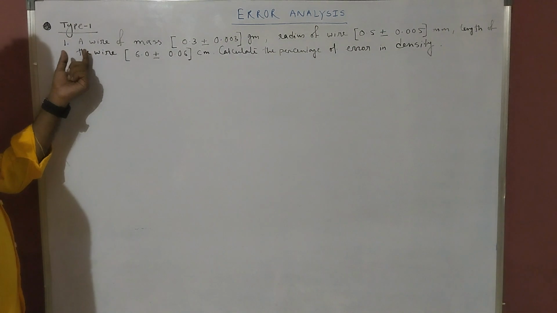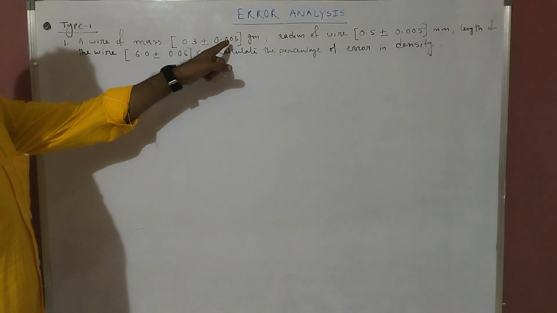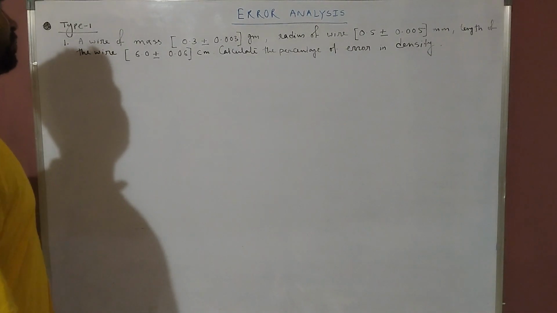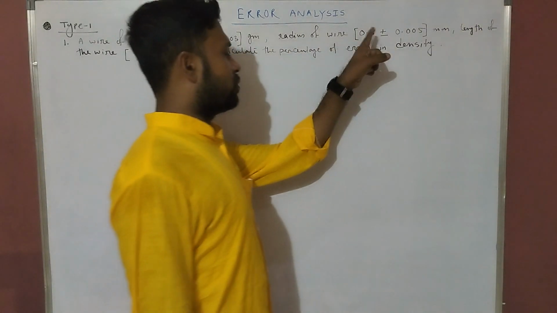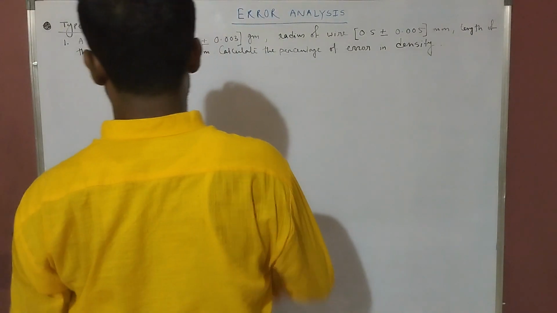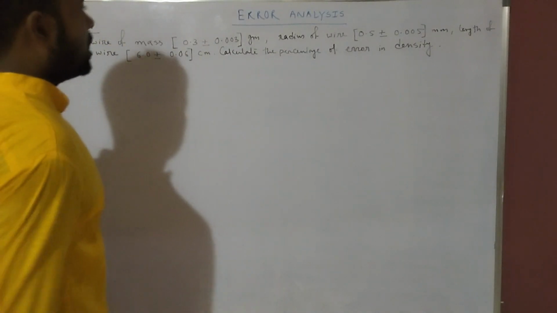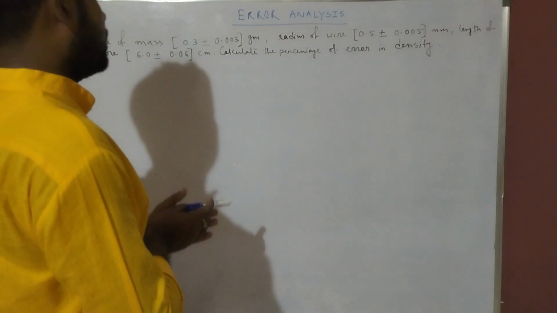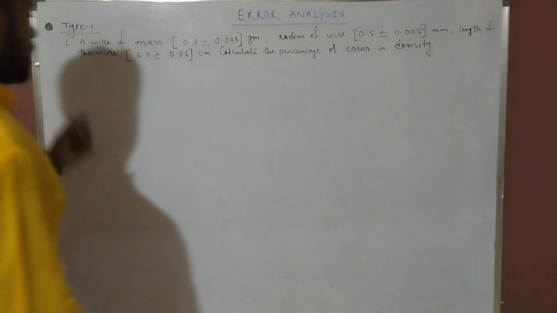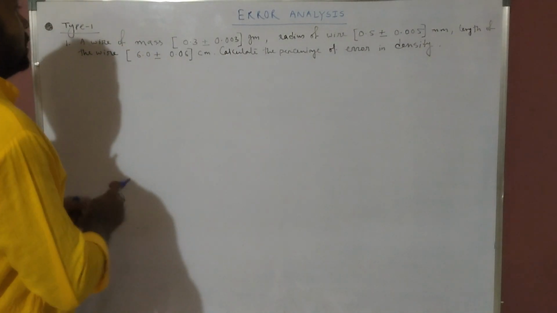Here is the question. A wire of mass 0.3 plus minus 0.003 gram. Radius of wire 0.5 plus minus 0.005 mm. Length of the wire 6.0 plus minus 0.06 centimeter. Calculate the percentage of error in density. This is type 1 problem in error analysis. Let's see.